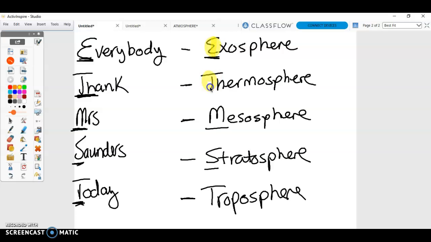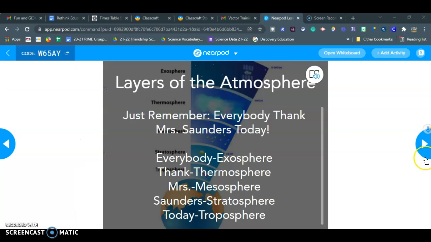So, if we think about it like this, everybody thank Miss Saunders today. Put the H in there if you want from that. Everybody thank Miss Saunders today is the way that we're going to remember the different layers of the atmosphere.